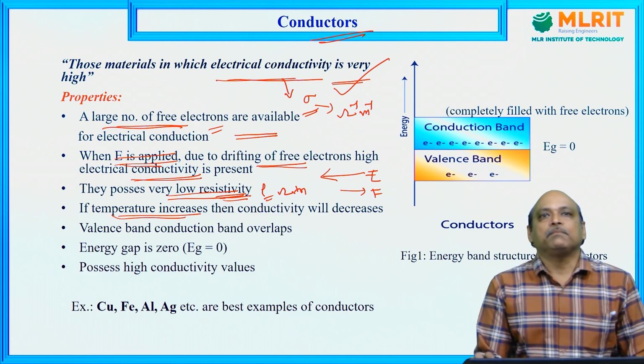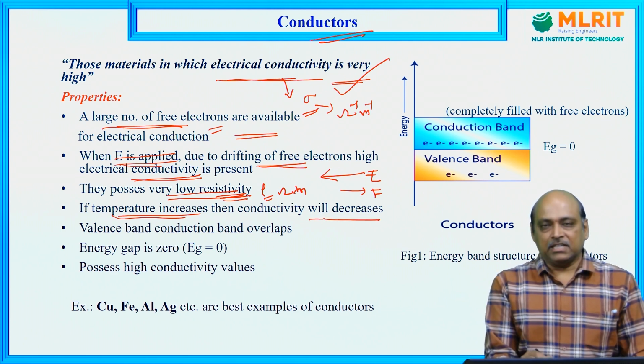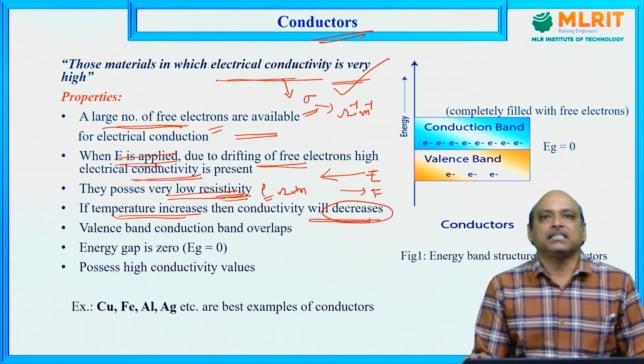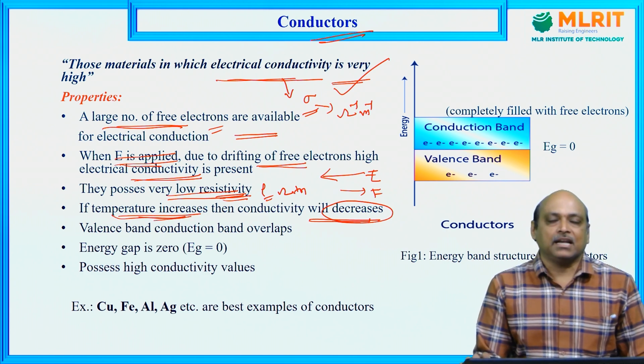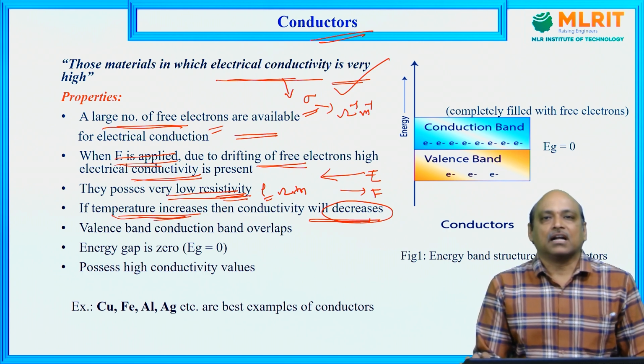If you increase the temperature of these materials, what about its electrical conductivity? Will it increase or decrease? Obviously, we can say that electrical conductivity will decrease. Why is it happening? Because when you raise the temperature of the material, the free electrons start vibrating. Instead of moving freely, they start vibrating.